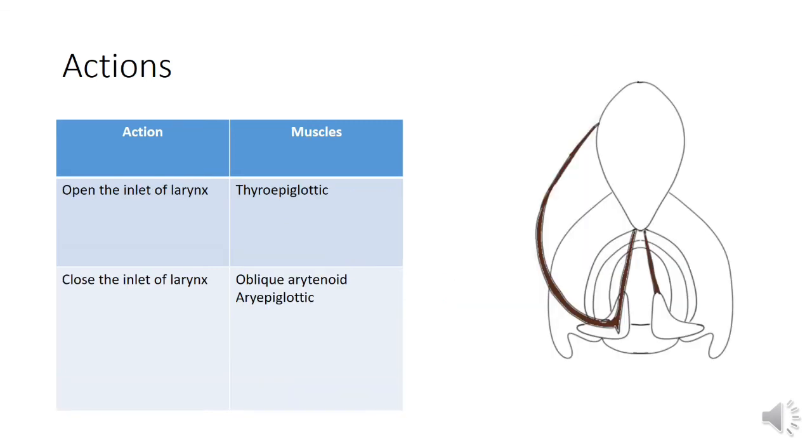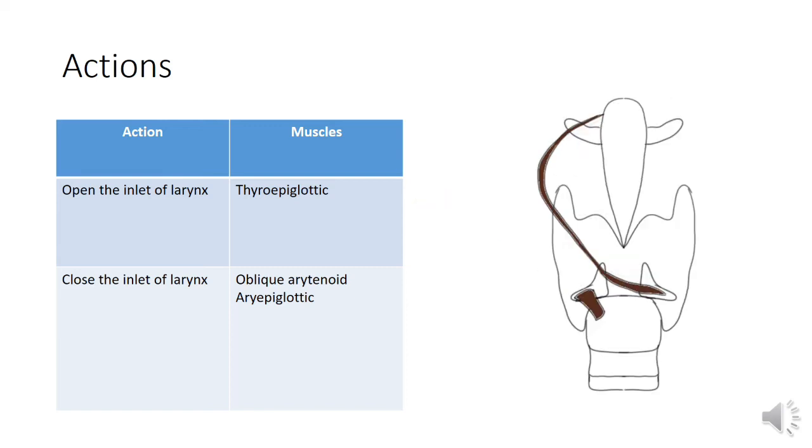The next set is the opening and closing of the inlet of larynx. The inlet of larynx, its boundaries we already saw in the previous video. The inlet of larynx is opened by thyroepiglottic muscle and it is closed by oblique arytenoid continuing as aryepiglottic muscle. The thyroepiglottic opens the inlet of larynx and the aryepiglottic, that is the continuation of oblique arytenoid, closes the inlet of larynx.